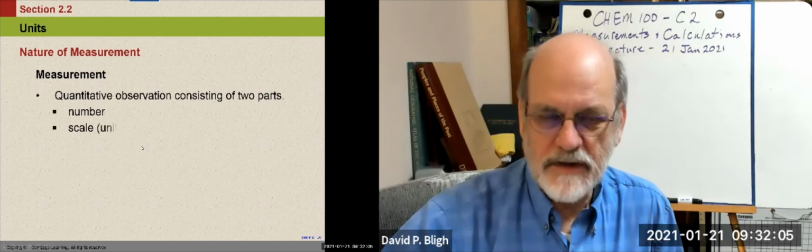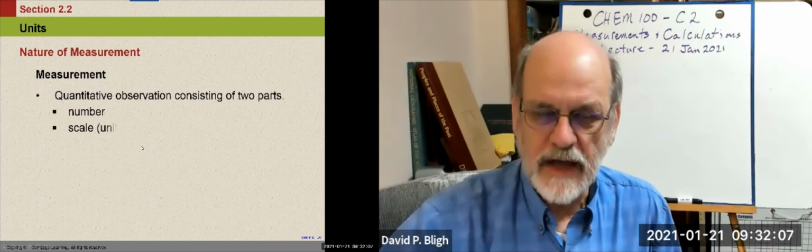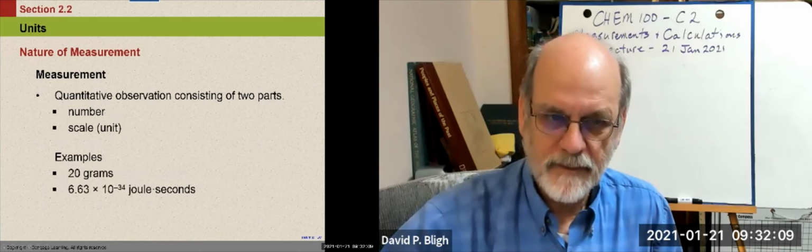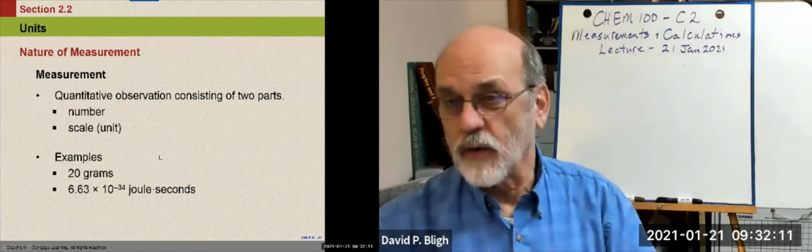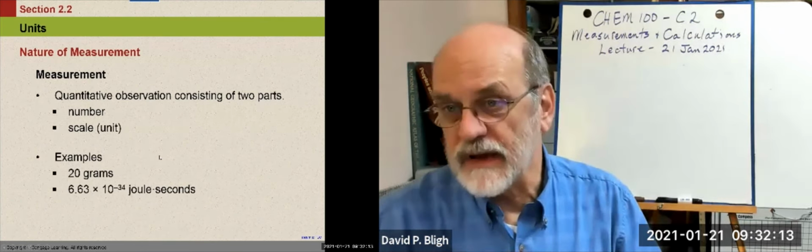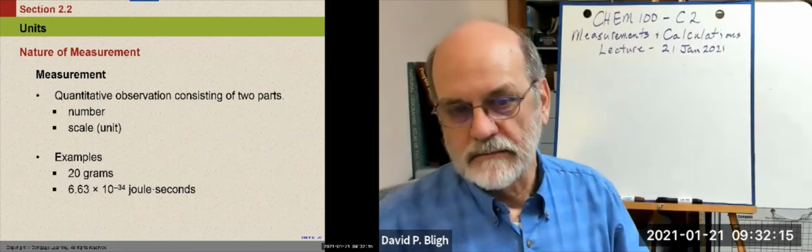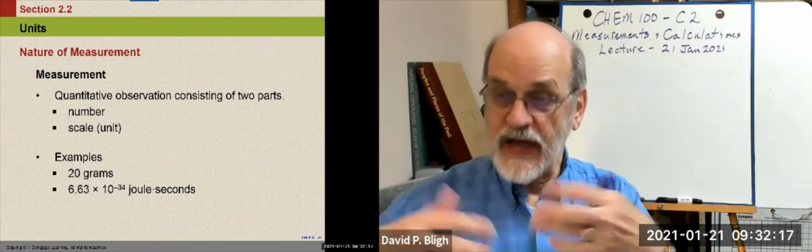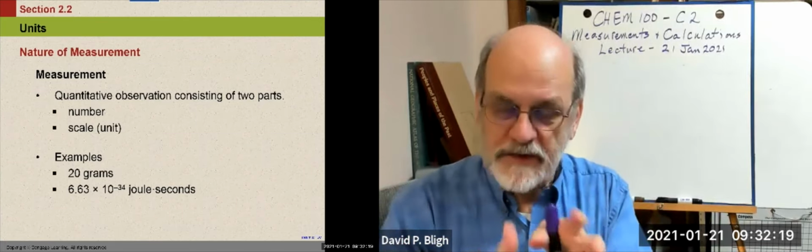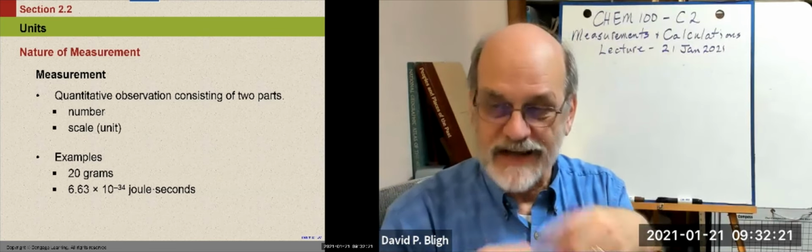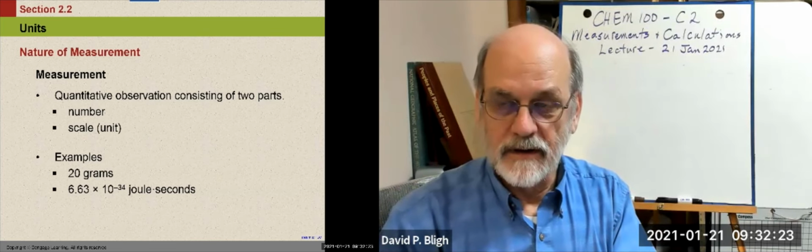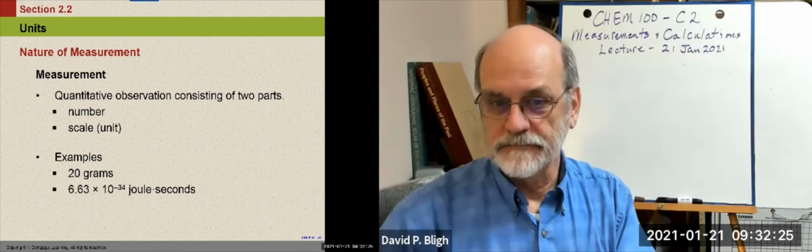Let's see. This is a little bit of review. You have the number and the unit. Different examples. Now, what possible units could there be? The sky is the limit. Any unit that scientists agree upon among themselves and establish a standard is a fair unit, right?